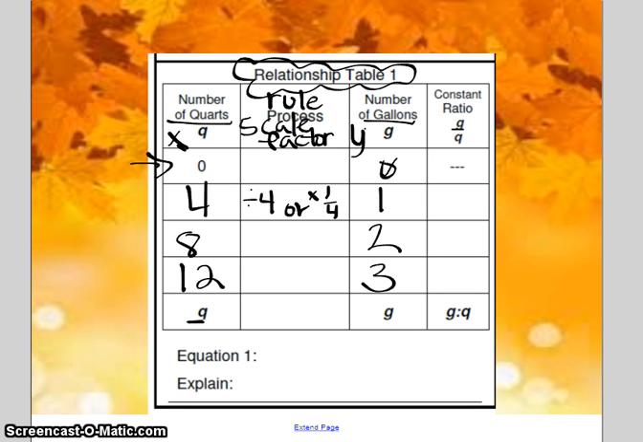So now I need to figure out, is that the rule for my whole column? 8 divided by 4, will that give me 2? Yes, it will. So if it'll give me 2 by dividing by 4, it'll also give me 2 if I multiply by 1/4. So this holds true. 12 divided by 4 gives me 3. Yes, it does. So 12 divided by 4 will give me 3. Then that means 12 times 1/4 will give me 3.